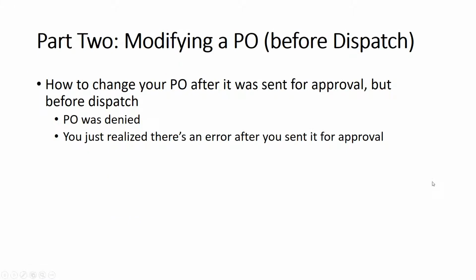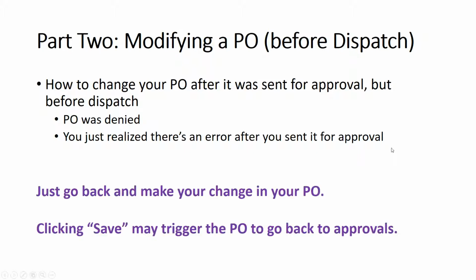Okay, so you need to fix your denied purchase order. Or maybe just now you clicked to submit it for approval and realized, rats, I forgot to do something. Not to worry, it can be fixed. You can make changes to your purchase order even after it has been submitted for approval, but before dispatching. Just go back into your purchase order and make the change you need. Save it again. Just saving it might be enough to trigger the purchase order to go back into the approval pool. If it doesn't, click the little green checkbox at the top of the purchase order to submit it manually, just as you initially did when you made the purchase order and sent it for approval.